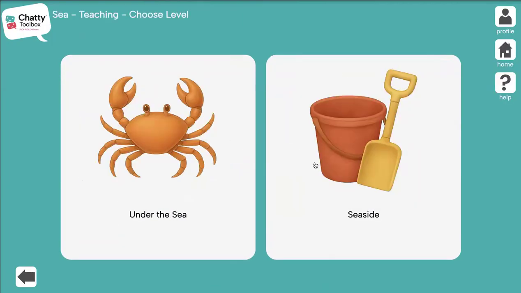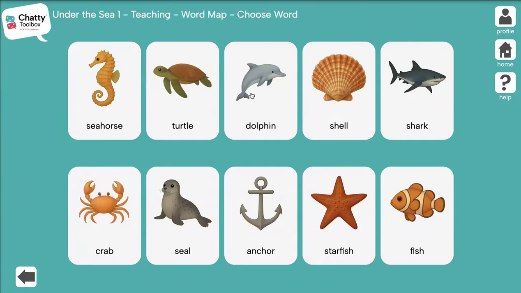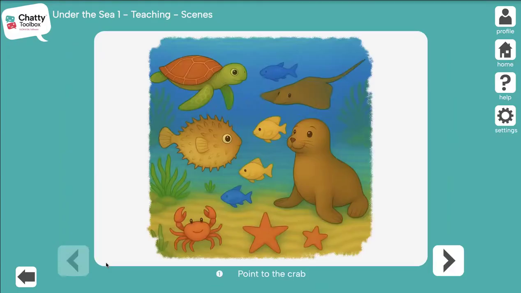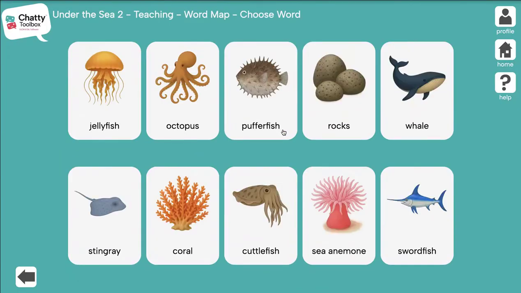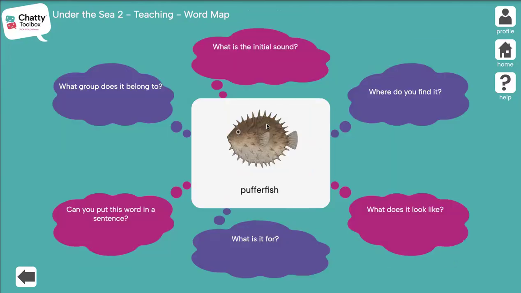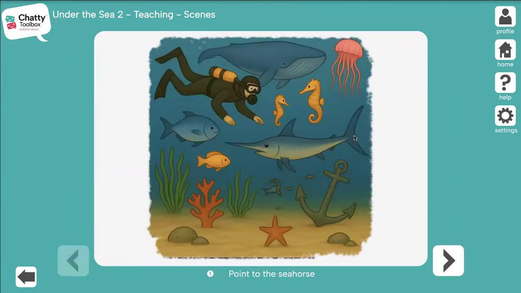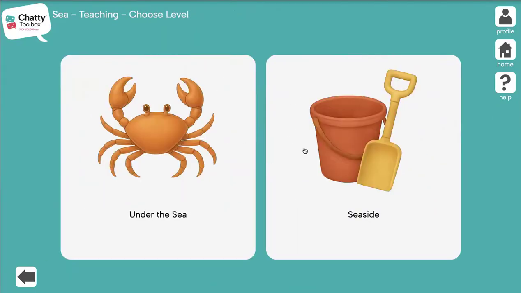If we go into sea, we've got under the sea and seaside. I think we've got 2 sets for each of these. So easier vocabulary for under the sea. Here's all your vocab. So crab and seal and turtle, fish. And then everything works the same. You've got a level picture for that, which is nice with questions. Then you've got some slightly harder vocabulary. Coral, cuttlefish. And again, you can go into any one of these. Pufferfish. And brainstorm it. And you've got a different composite scene for discussion with the children as well. And the usual games.